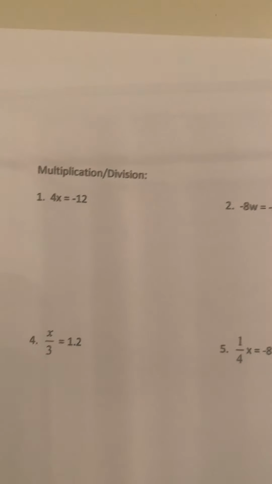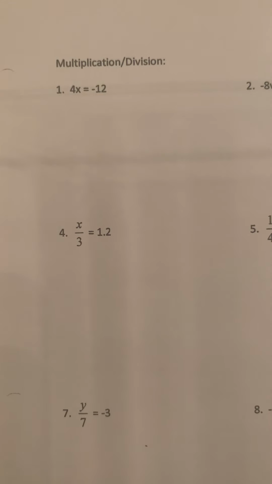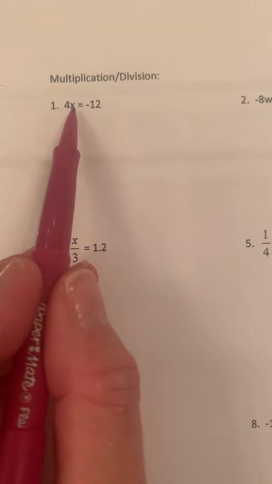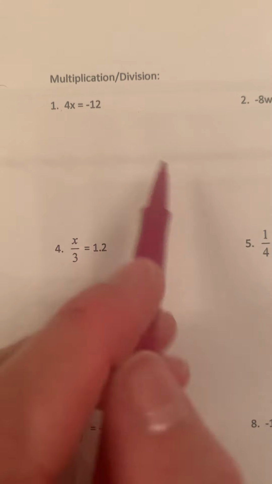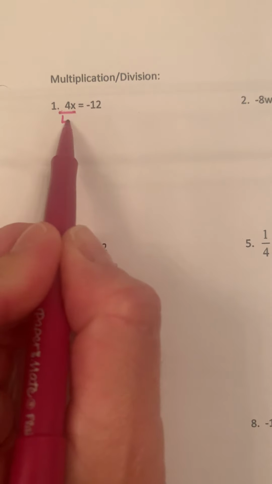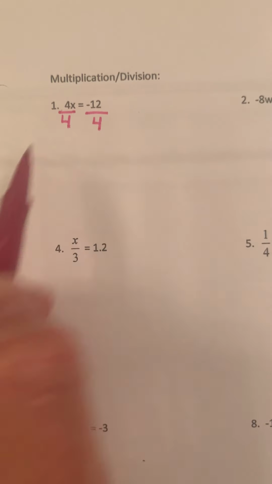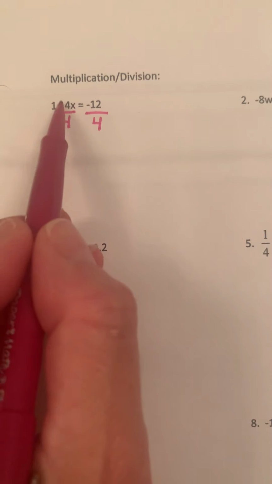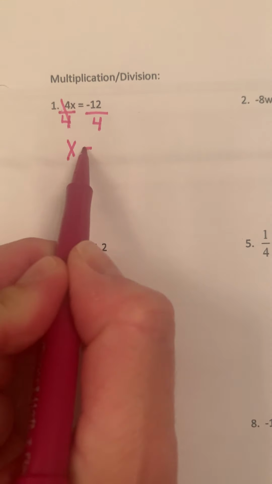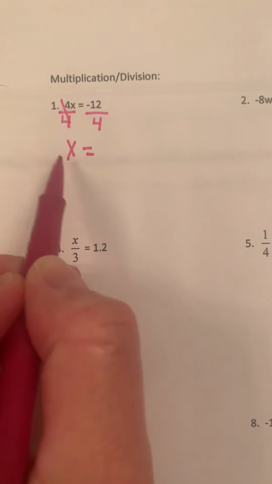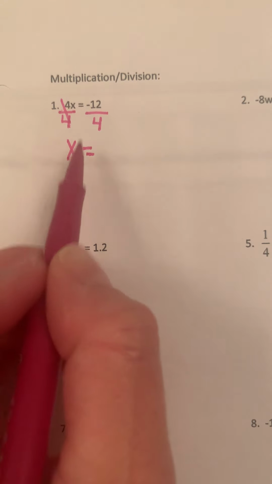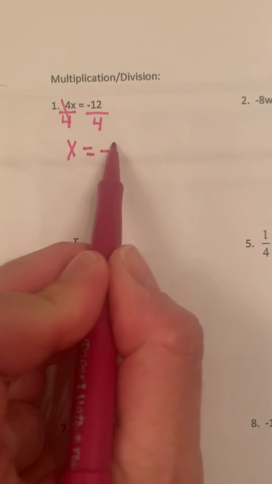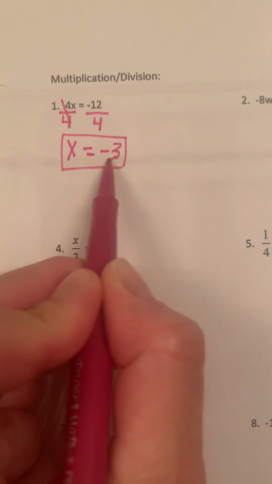And then the next page is just multiplication and division. This is pretty straightforward. If you have a 4 and an x right next to each other, that represents multiplication. So you want to do the opposite and divide that 4 out. 4 divided by 4 is 1. So you just write x. We don't want to put a 1 there. We want to clean it up and just put x. Negative 12 divided by 4 is a negative 3.